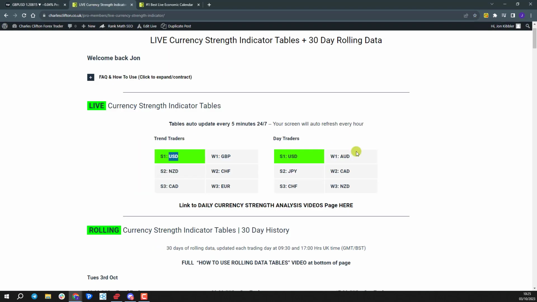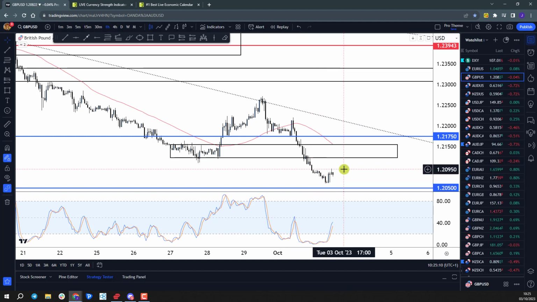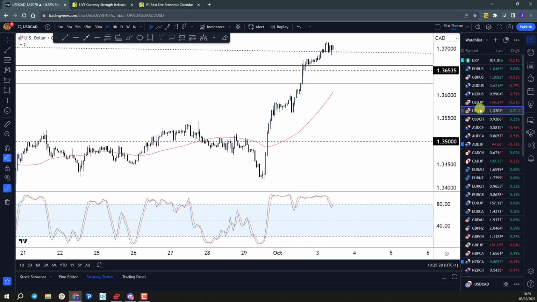Another currency that's pretty weak at the moment is actually the Canadian dollar. I do quite like CAD to the downside, although it does appear here on our trend traders as S3. GDP out of Canada last week actually came in lower than previous, or lower than expected at least, and CAD reacted pretty poorly to that data.